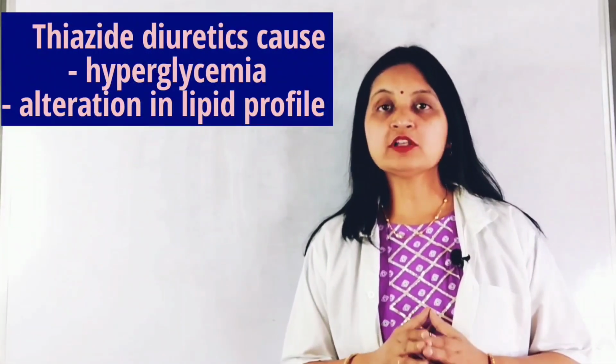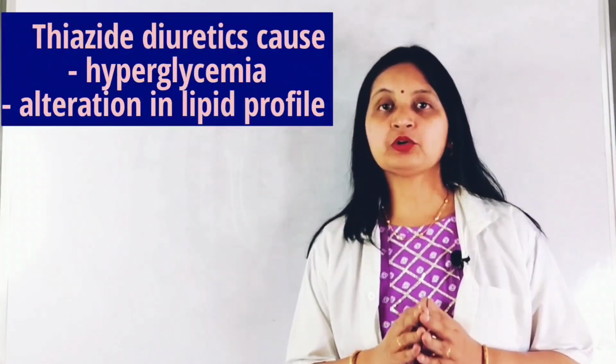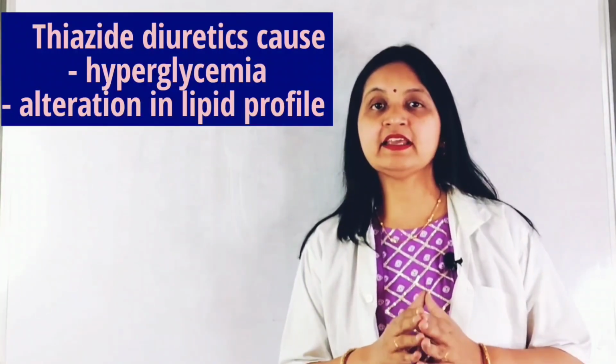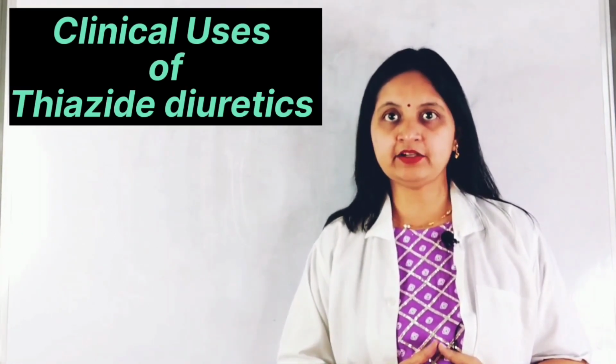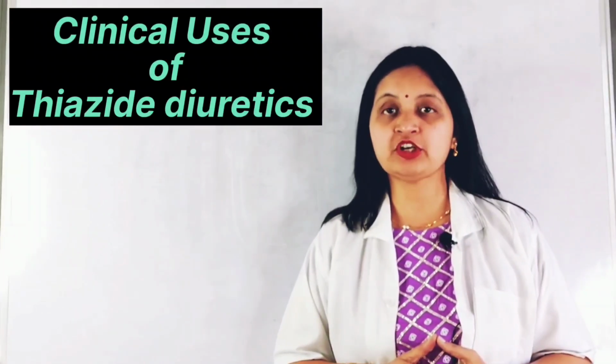Thiazide diuretics can also alter the lipid profile of the individual by increasing the total cholesterol and decreasing the protective lipids, that is decreasing the HDL levels in the body. So coming to the clinical uses of thiazide diuretics. The thiazide diuretics are preferred antihypertensive agents over other groups of diuretics.